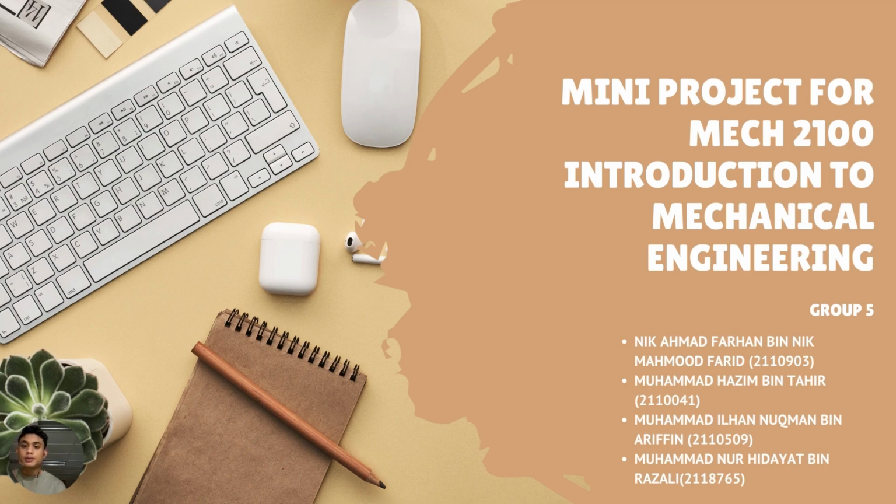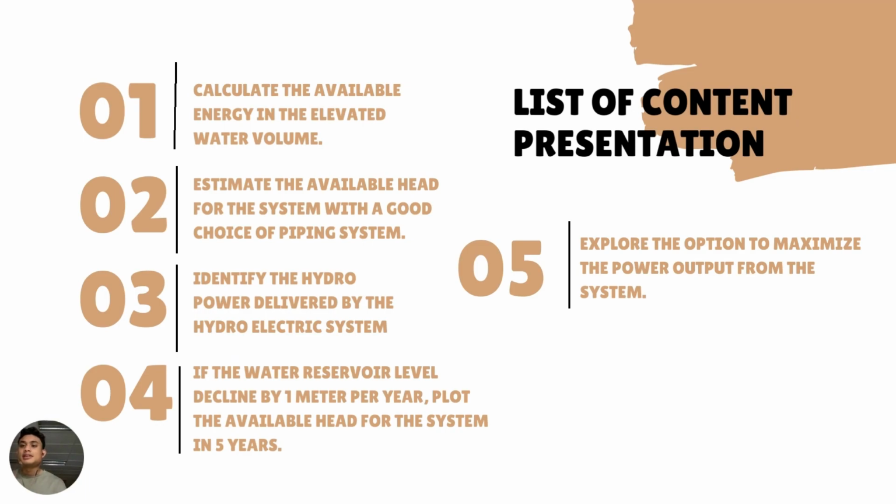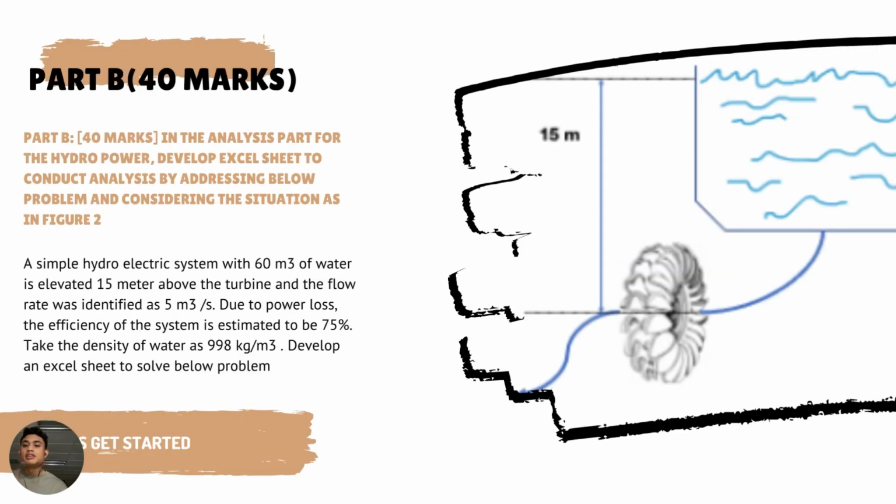Our group consists of 5 members: Nick, me, Hazim, Ilhan, and Hidayat. On the next slide, we will show you the list of content for our presentation. Here is the question from Part B, and we will show our problem solving, how we solve this question using Excel, and we will explain how we do this calculation.